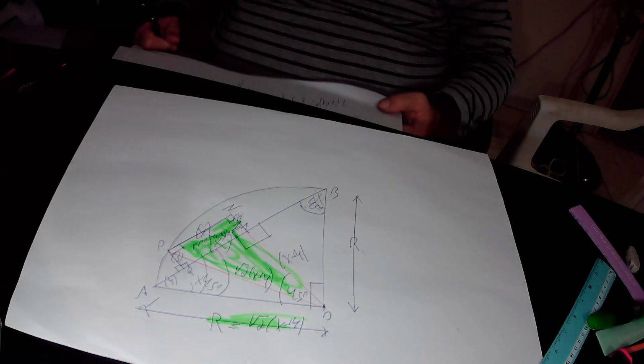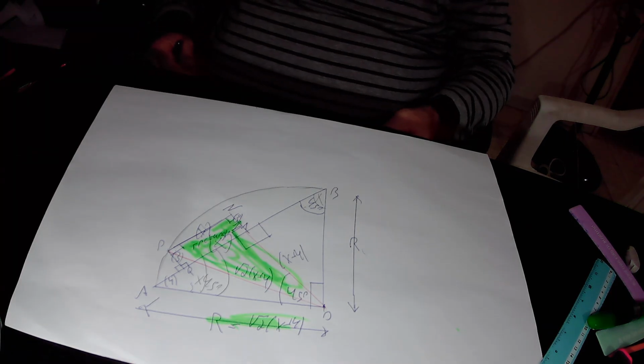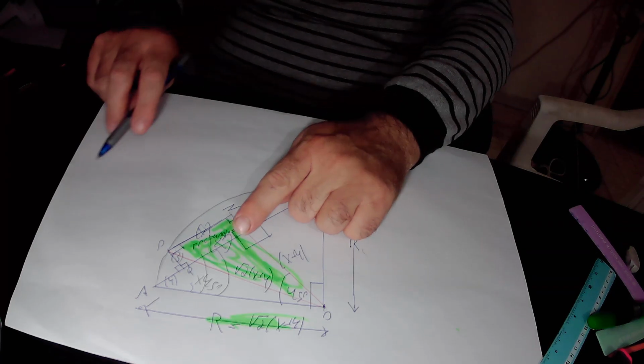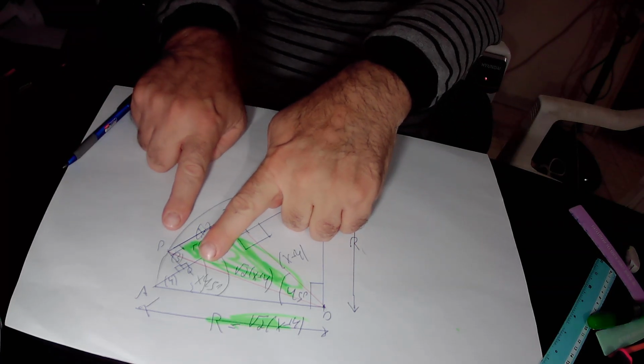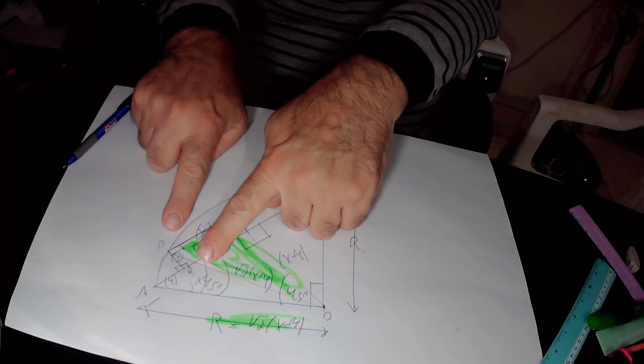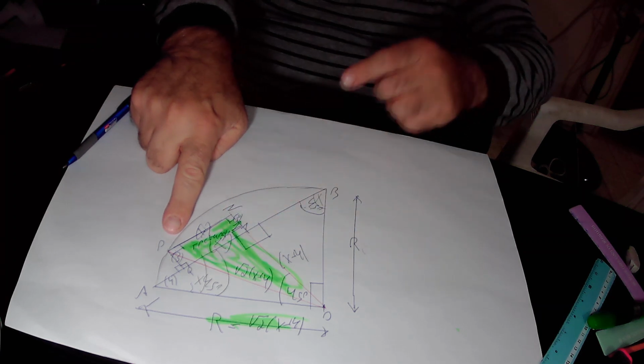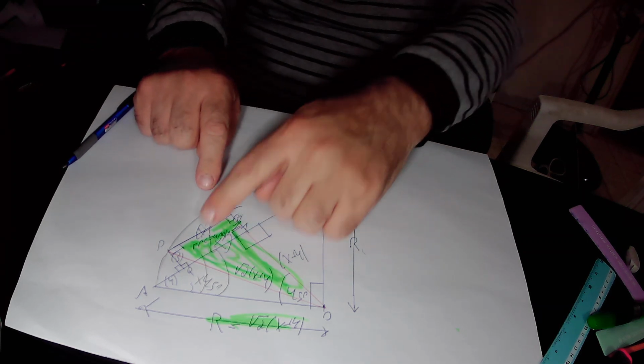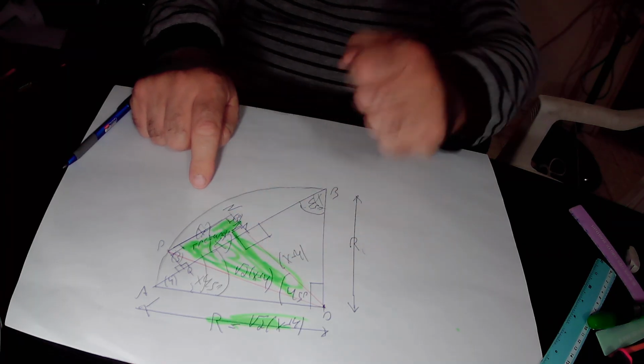In the next step, we do another construction. That is to say, we draw a perpendicular on this short line segment PQ at point P. So this angle equals 90 degrees according to our construction.